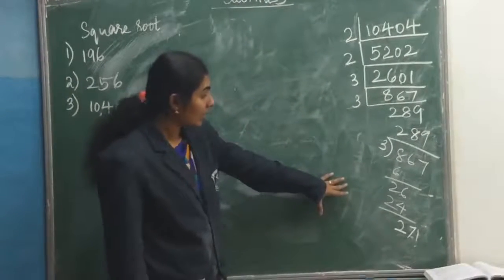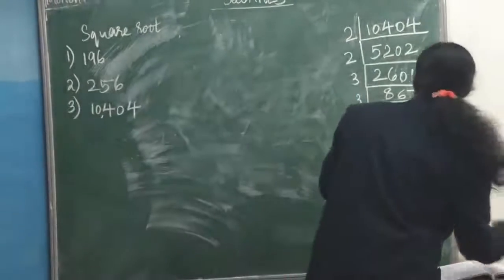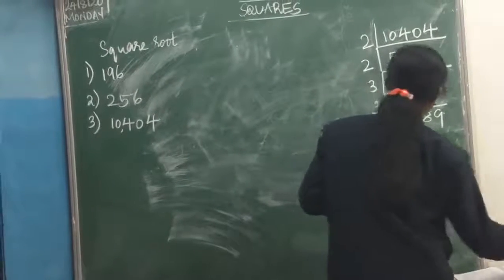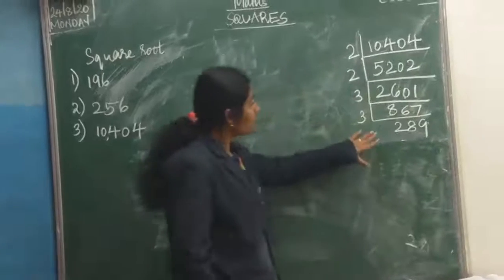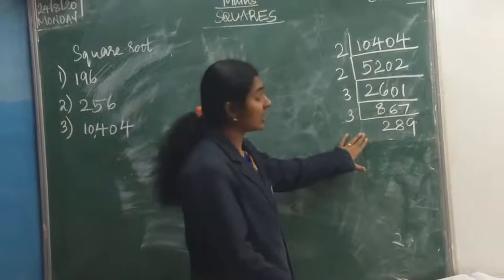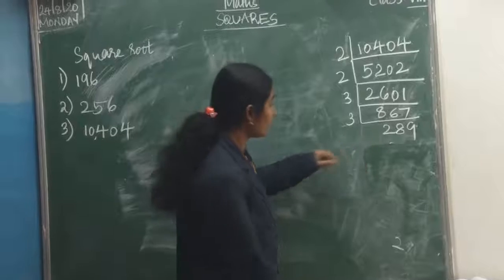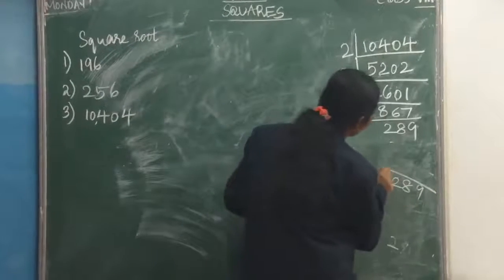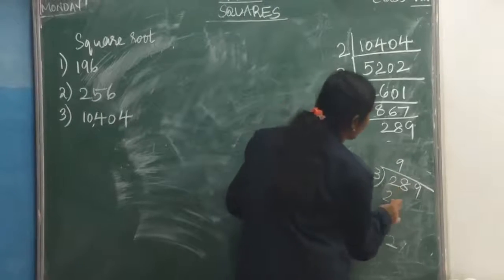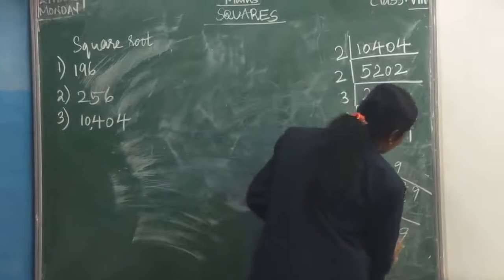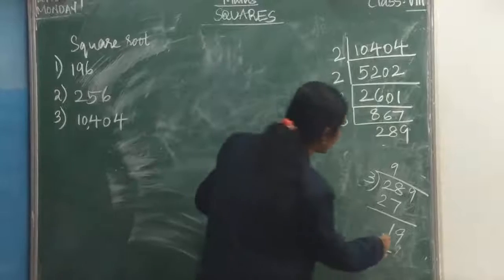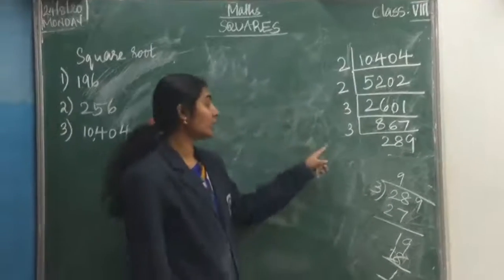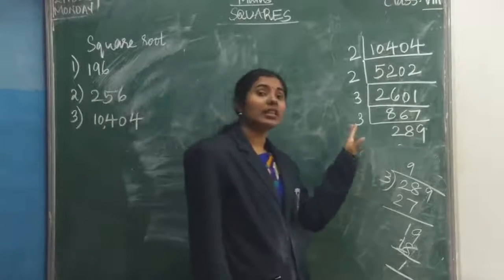Isn't it? Next, what should you do? Again, you should check whether you can divide this number by 3 or not. This one you can't divide by 3. What is the reason? By 3, you will get 3 9s are 27, 28, 29, remainder you will get 1. That means, with 3, you can't divide this number.